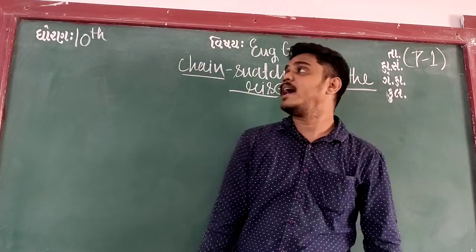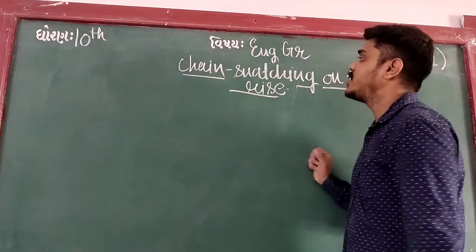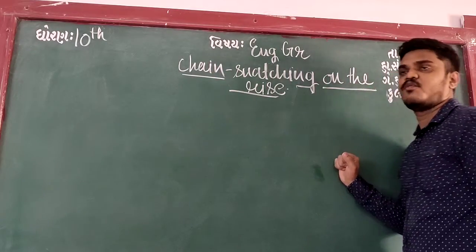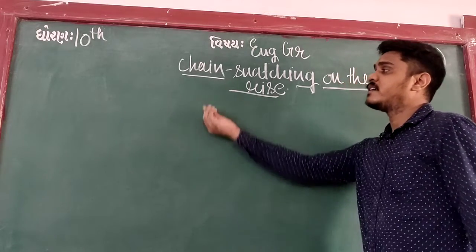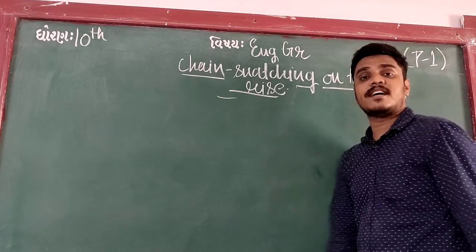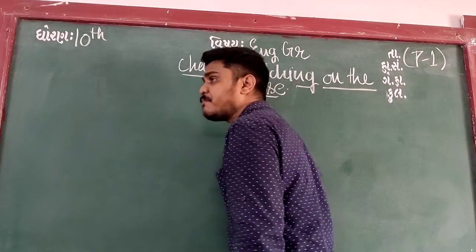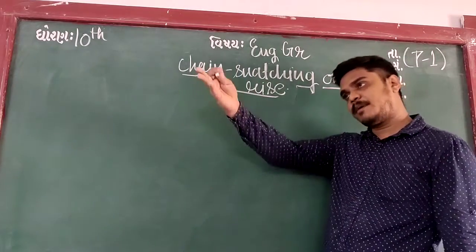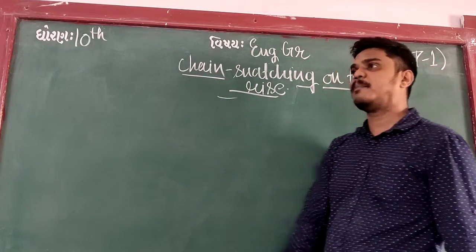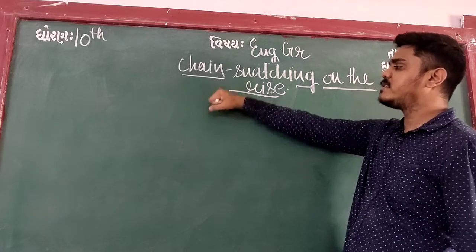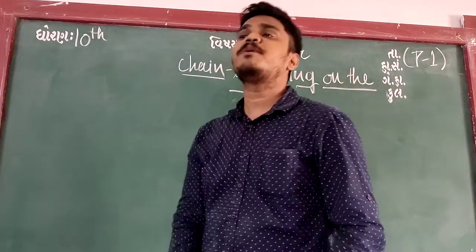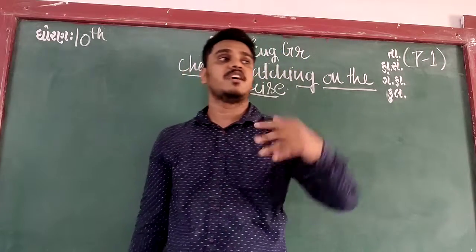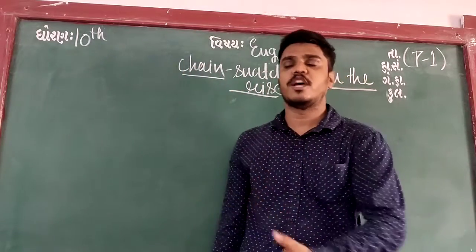Now I have written the title, Chain Snatching on the Rise. What are you going to say to me, whether this report is a newspaper report or a report that can be presented on the notice board? Absolutely, this report is a newspaper report. So you have to prepare for both reports: first, newspaper and the notice board.